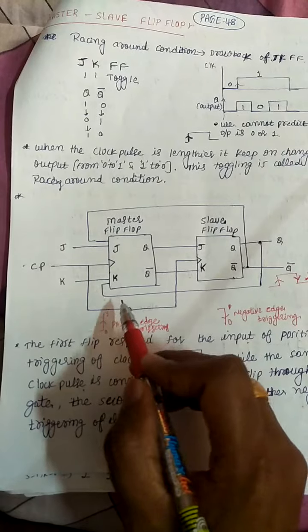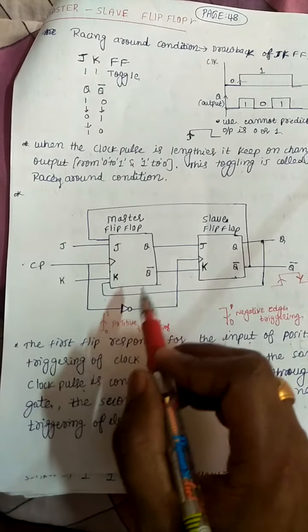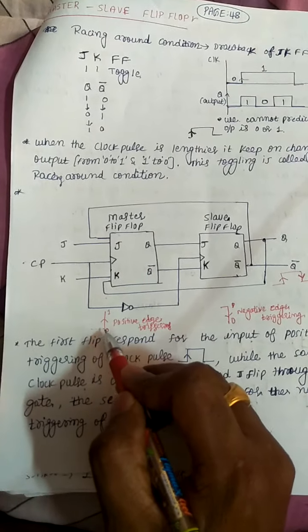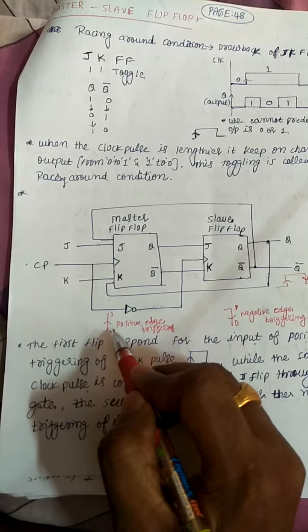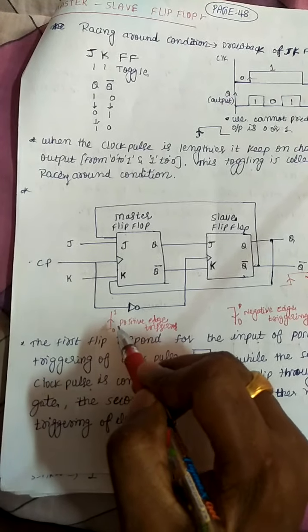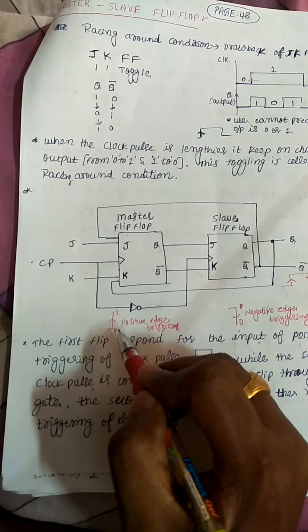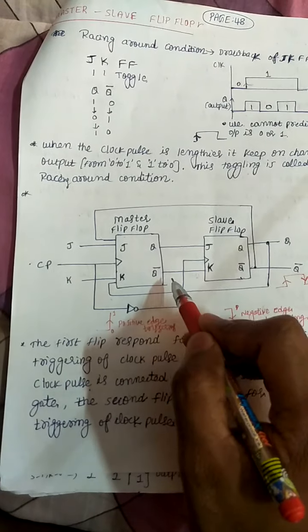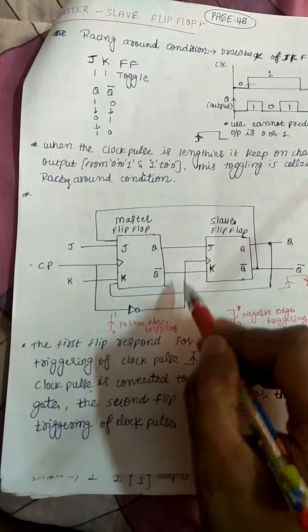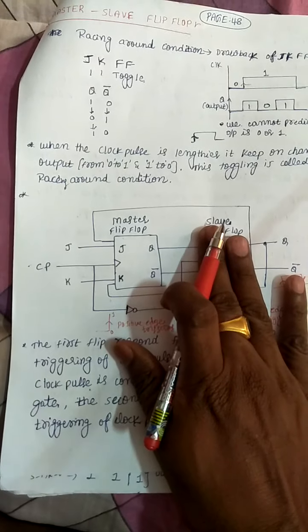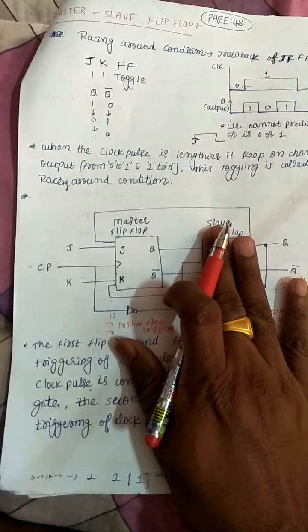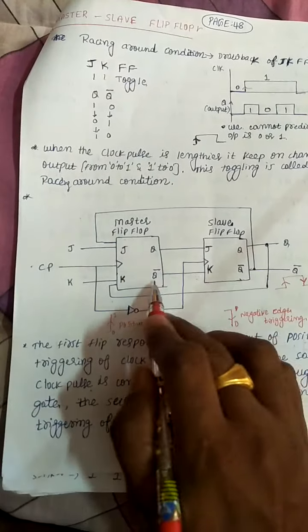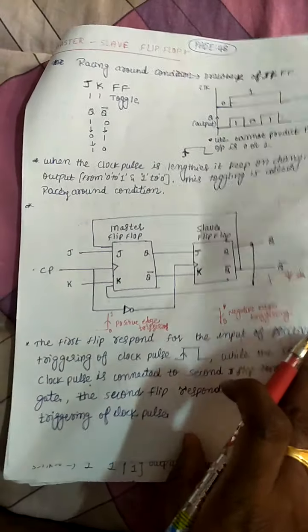Your first flip flop will get activated when the pulse is edge triggered from 0 to 1. This will get activated, you will get the output here. But at the same time you will get 0 here, so this will be deactivated. If it is deactivated, the same output will appear, Q and Q bar. Right? That's the logic behind it.